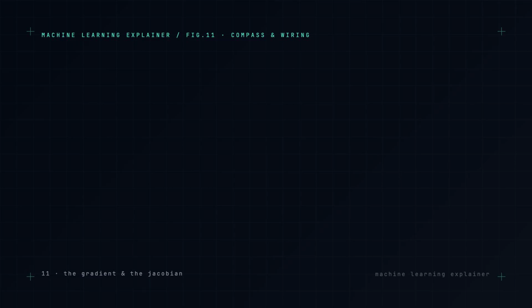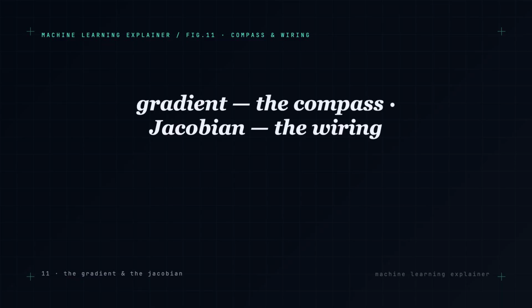So the gradient is the compass, and the Jacobian is the wiring that carries it back through the network. With these, every claim we made about training is now on solid ground.